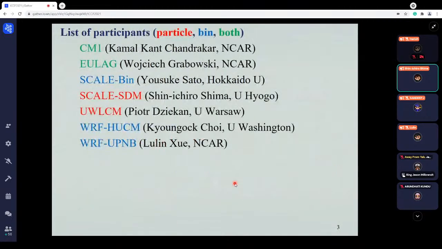This is the list of participants. So CM1 has a TAU bin model and an SDM particle-based model, and OLLG has a 2ME SDM model and a bin model. We also have SCALE bin, SCALE SDM, UW LCM, and WRF HUCM and WRF SPBIN.